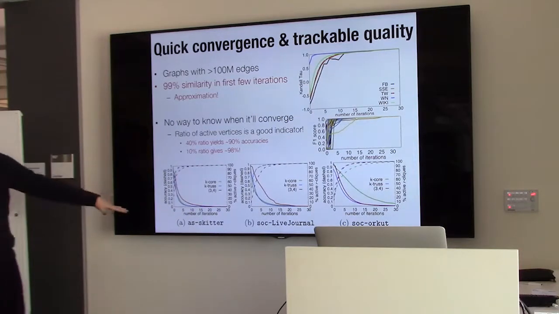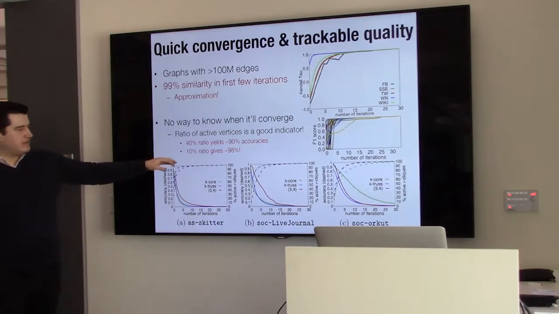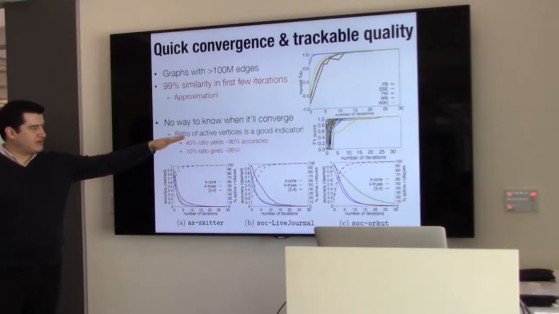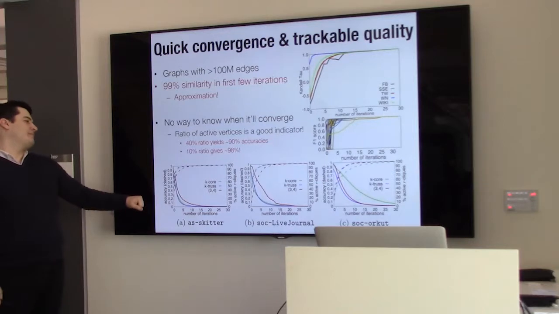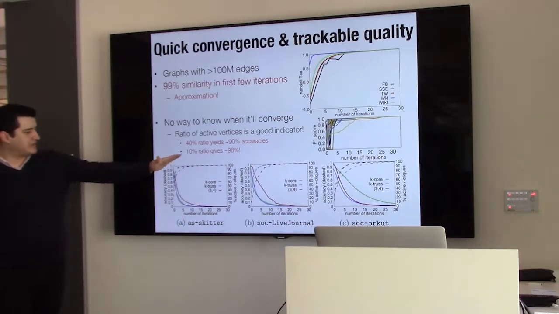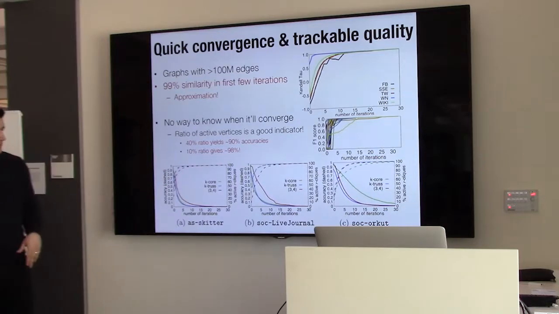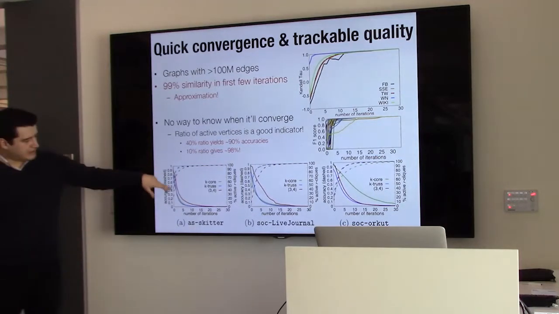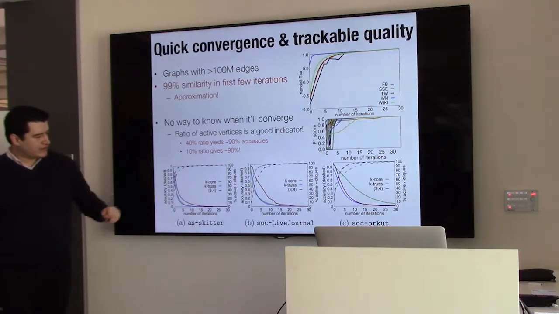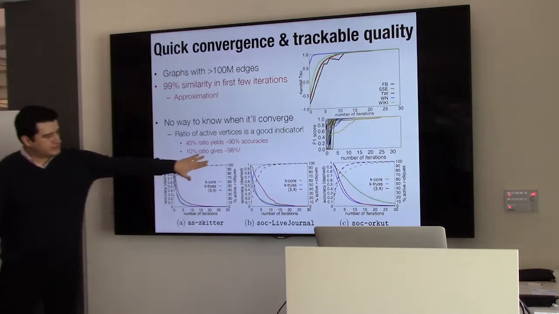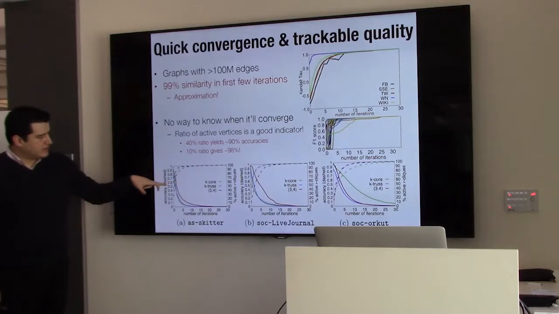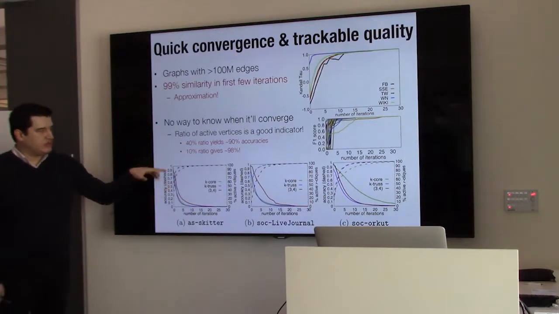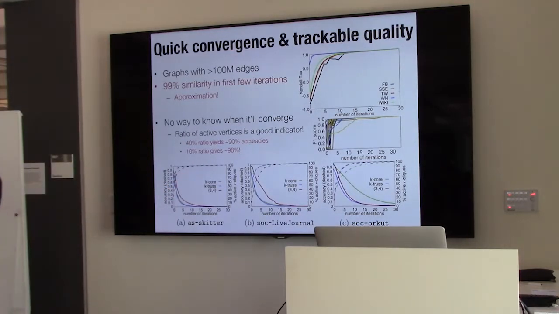And what we observe in different graphs is this: the accuracy is the dashed lines, so it approaches 1, and the other lines are the ratio of active vertices, shown here. So if you go to about 40% of the ratio, you will have 90% accuracy.